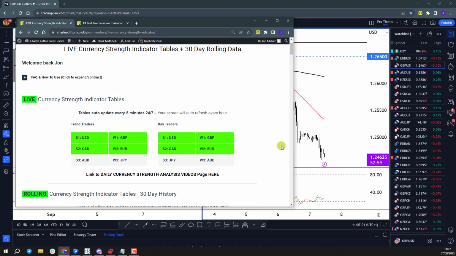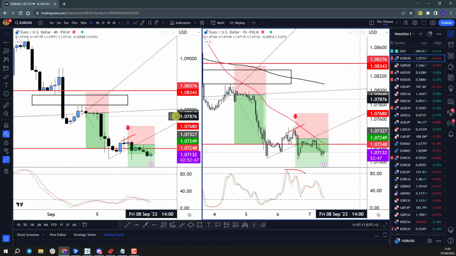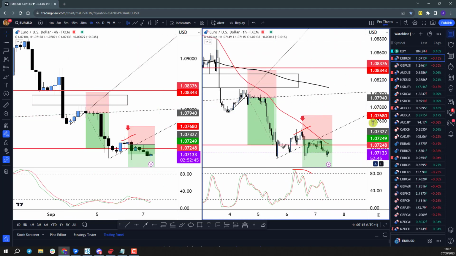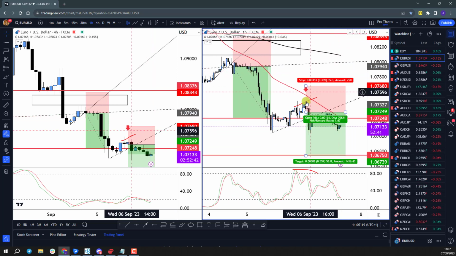Looking at the tables, you can see pound dollar is definitely topping that at the moment. We've got some other opportunities. Euro dollar continues to top that as well. Now, we did talk about euro dollar yesterday. I said I wasn't going to take a position on euro dollar. Arguably, euro dollar was actually a little bit better in terms of the follow through with momentum.